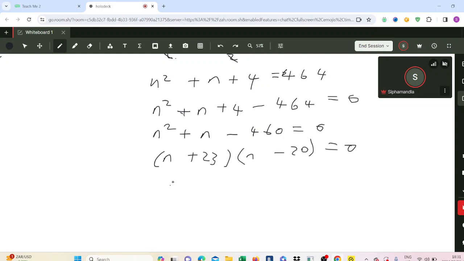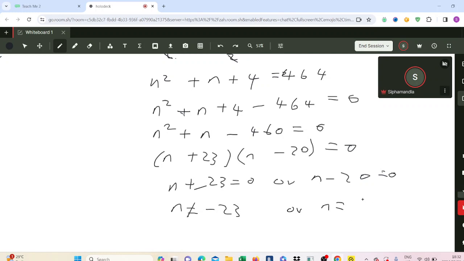So n plus 23 equal to 0, or n minus 20 equal to 0. I want you to note something. So here n is not equal to minus 23, or n is equal to 20, right?